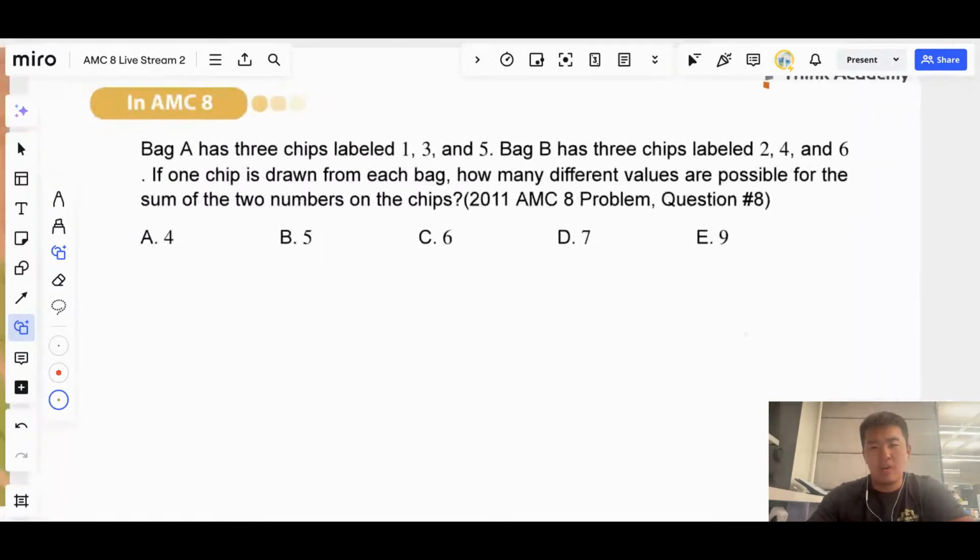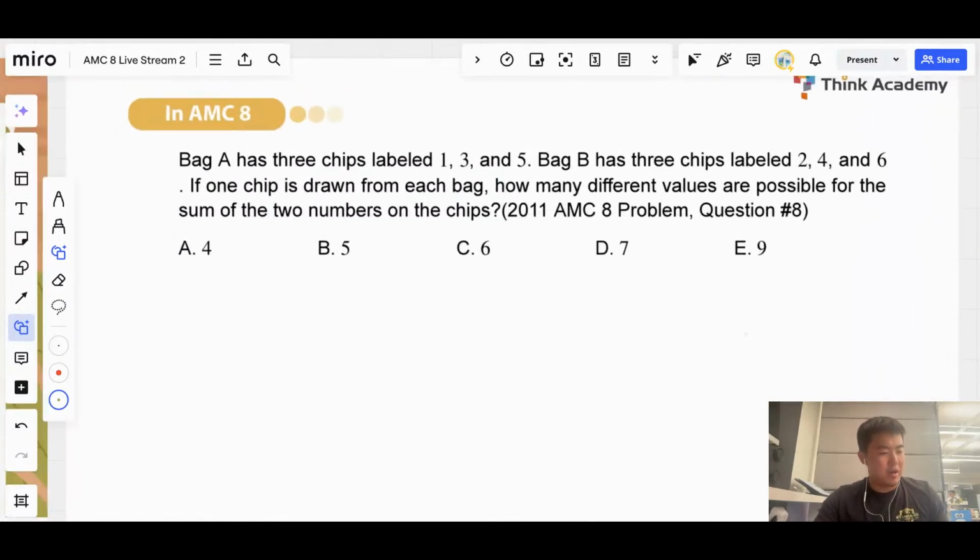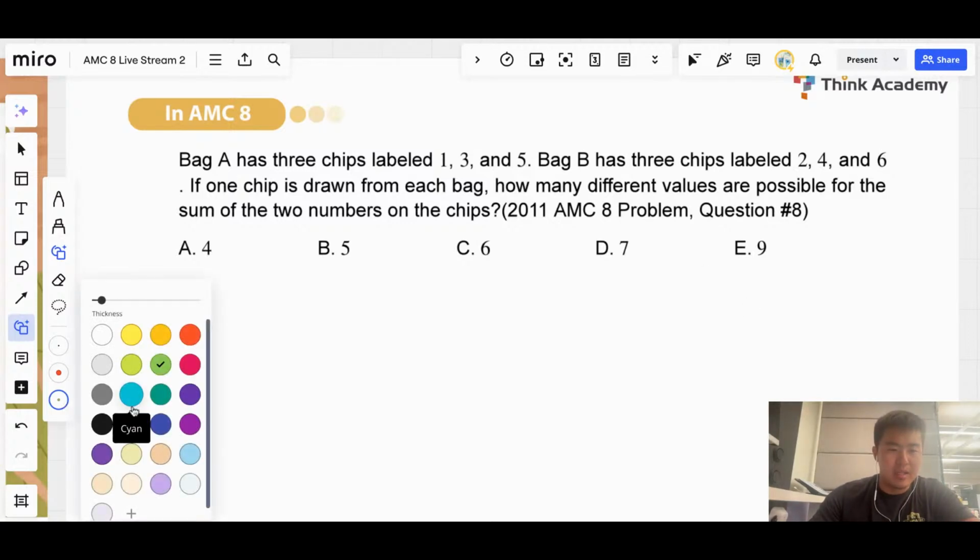All right, so it looks like we are heading to our last problem of this session. It says bag A has 3 chips labeled 1, 3, and 5. So let me highlight that first.